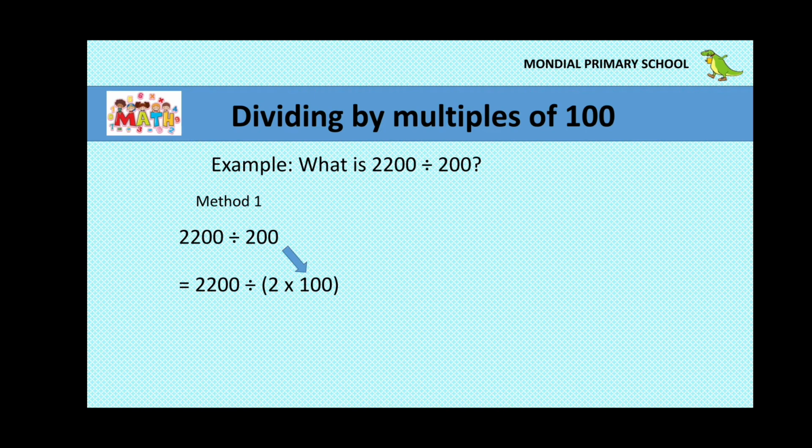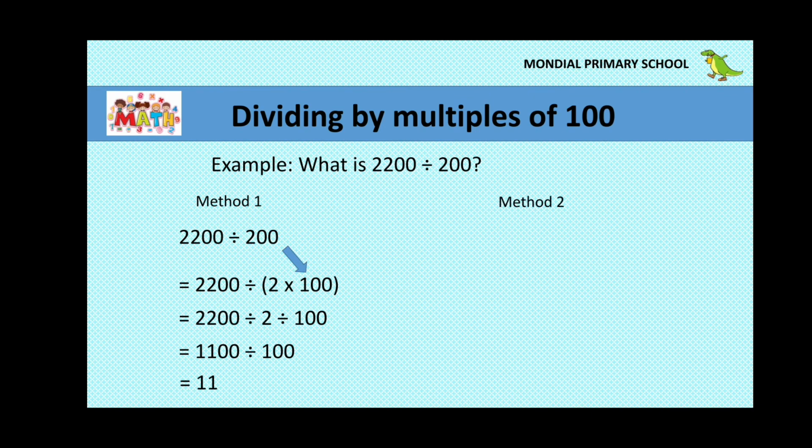Now, we divide 2200 by 2 first. What is 2200 divided by 2? It is 1100. Great! And then we divide it by 100. And that will give us 11.